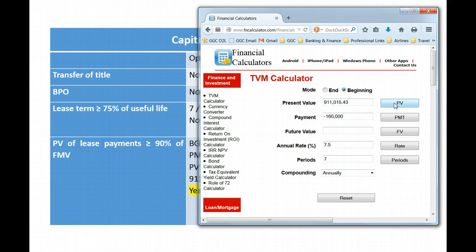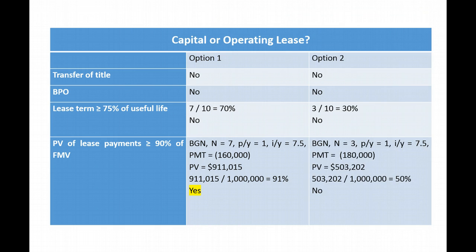$911,015 is the present value. The question is, is that 90% or more of the fair market value of the asset? And we can see that it is, in fact, more than 90%. It's 91%. So $911,000 out of $1 million fair market value is 91%. That means that we answer yes to this particular criteria. So option number 1 is a capital lease. We've answered yes to at least one of the 4 criteria that need to be addressed.